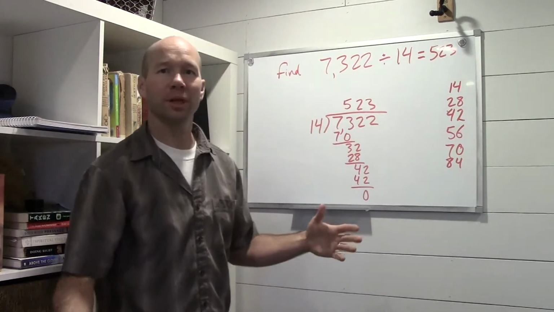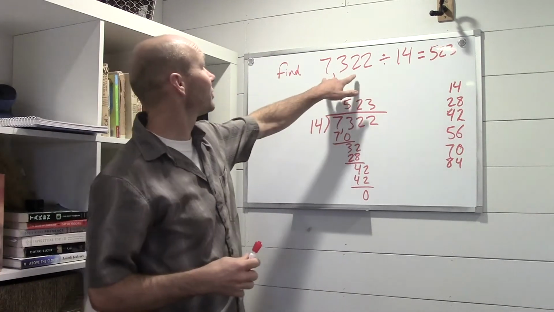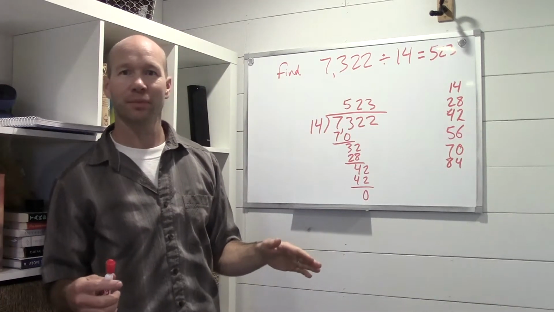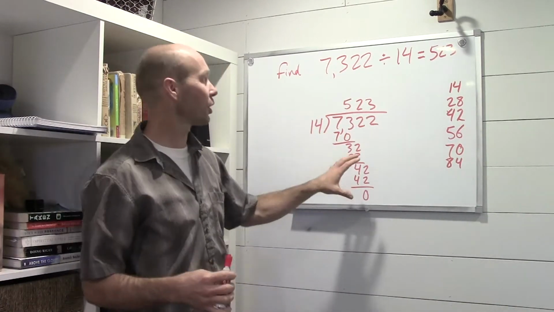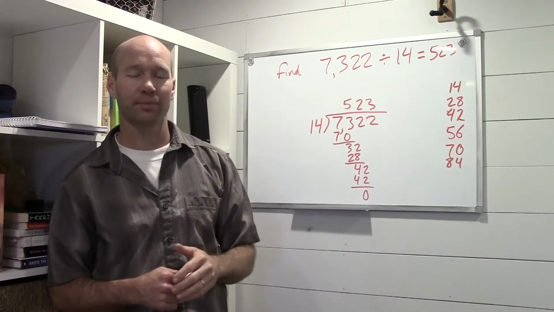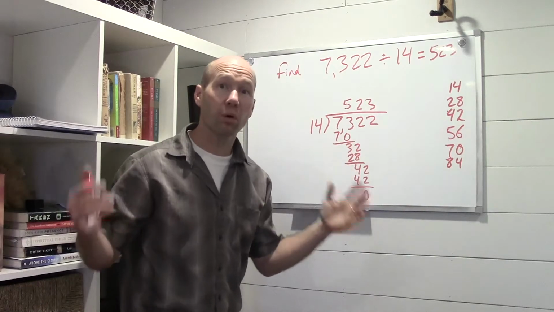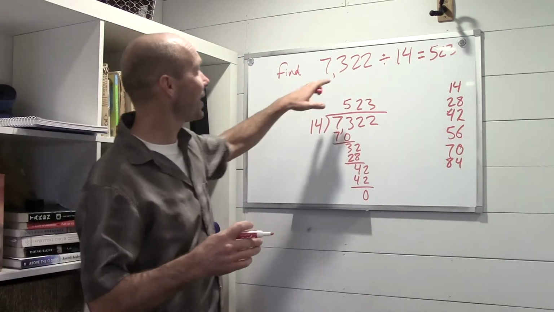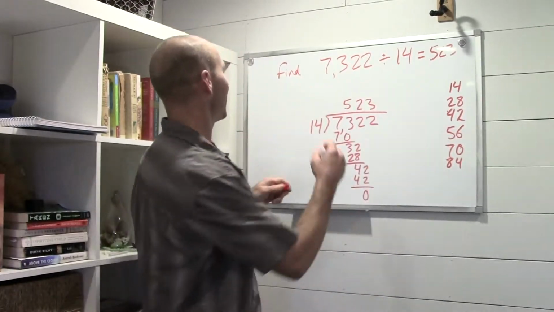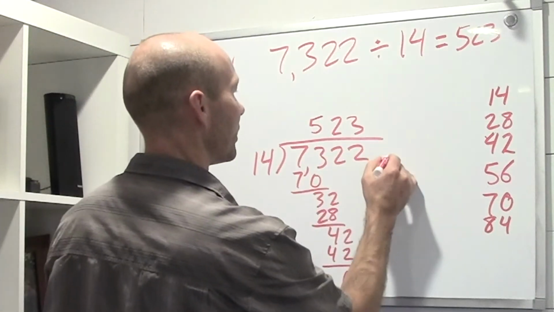Alright, so we've got a problem here. We have to find 7,322 divided by 14. And we have done that division work and we found out that the answer was 523. Now there are three really important words here. When we have a number that we are dividing, what we call that is the dividend. So this number right here.